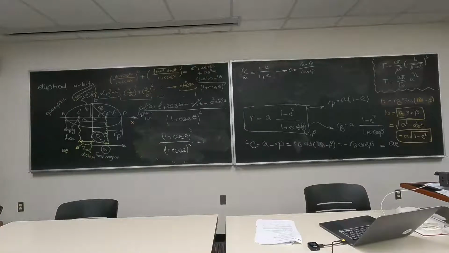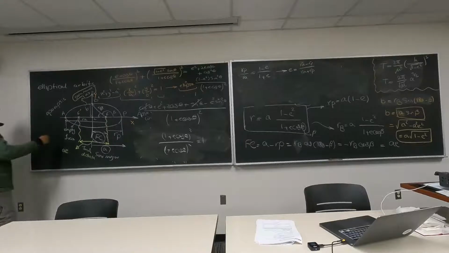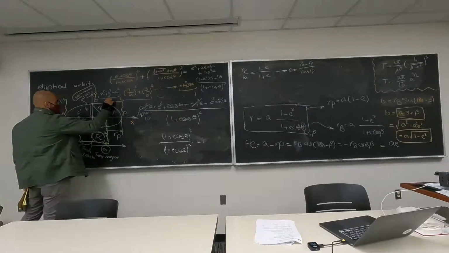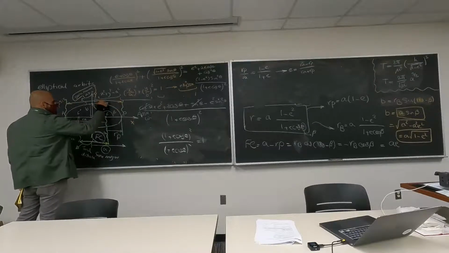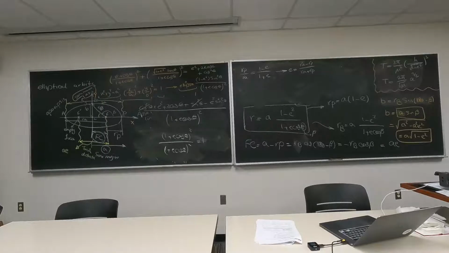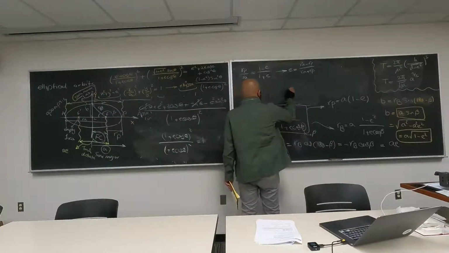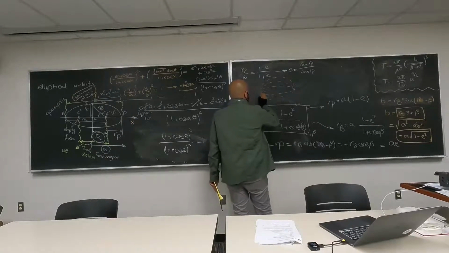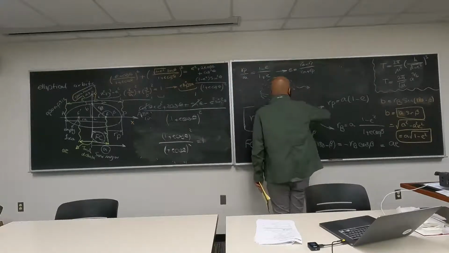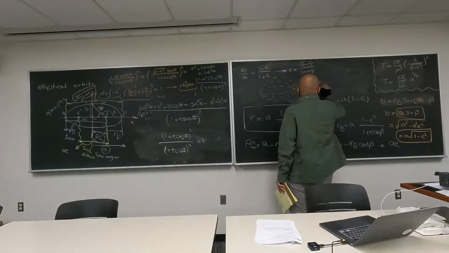Okay? What is Ra plus Rp? 2a, right? That's twice the semi-major axis, or we can call it the major axis. So the eccentricity of an elliptical orbit does not depend on the semi-minor axis. All right? What does this mean? This means that, let's say you have this orbit, or this orbit, or this orbit. All of these will have the same eccentricity.